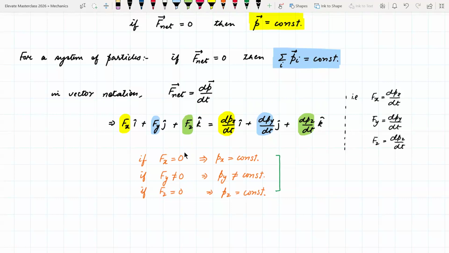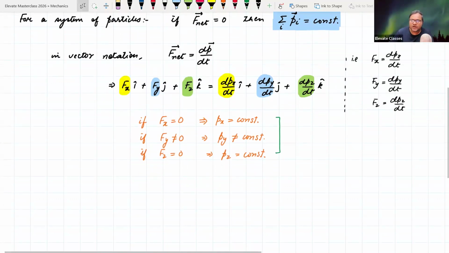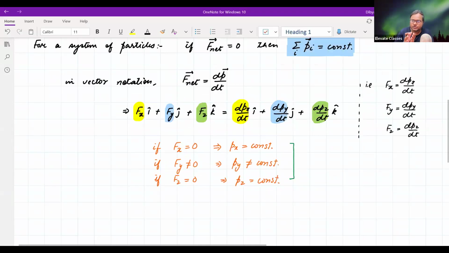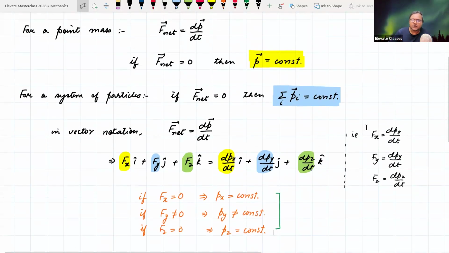So it is possible that there is a system which has some net force, but that force is only along a very specific direction. In that kind of a scenario, the momentum will not be conserved in that specific direction, but it will be conserved in the perpendicular directions. All right, so you have to be careful about that. As far as the conceptual understanding is concerned, this is it. Conservation of linear momentum is a very simple concept.